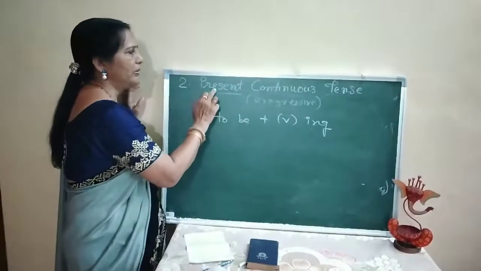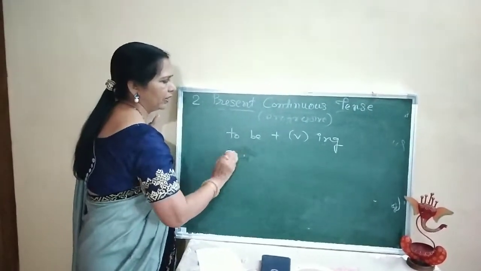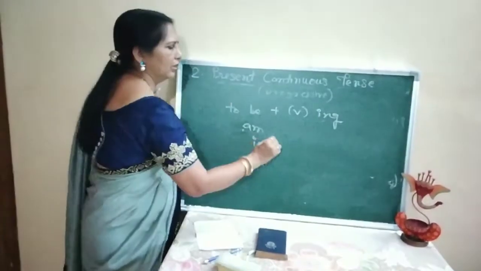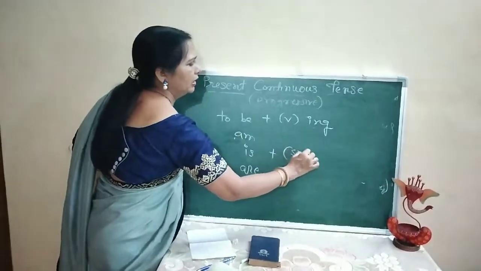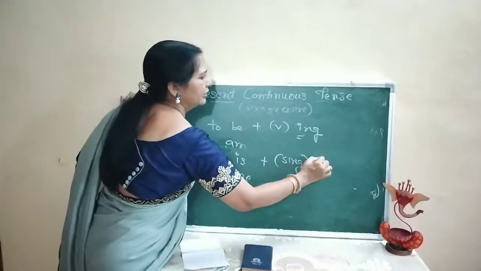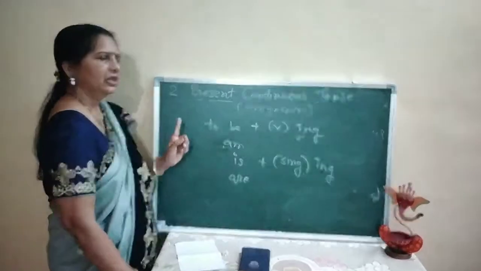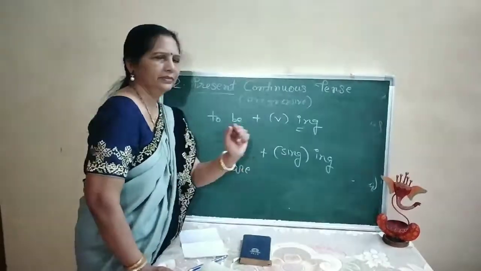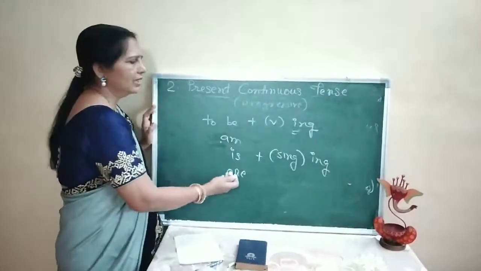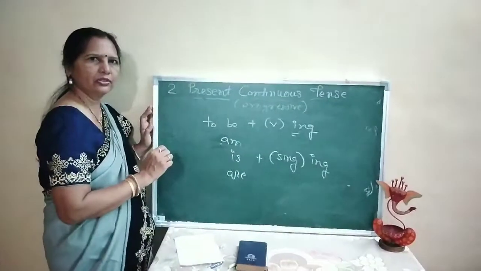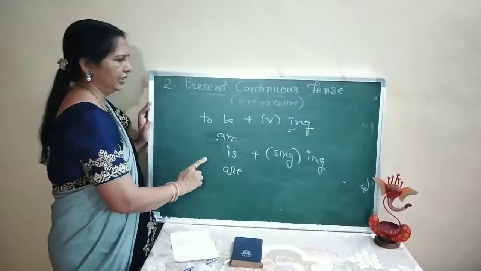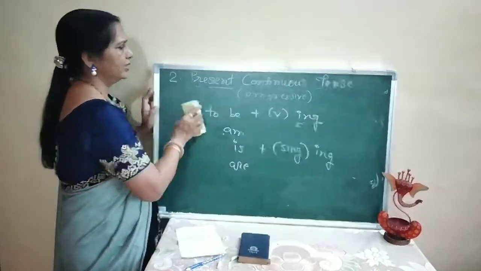Now, what are the forms of to be in present tense? Am, is and are. Plus, there may be any verb like singing, plus there is the ing. So, the girl is singing. This is present continuous tense. Some boys are dancing on the stage. So, this is also present continuous tense. So, it is very easy.